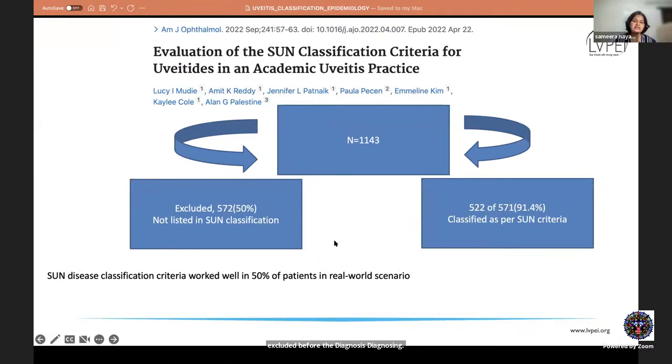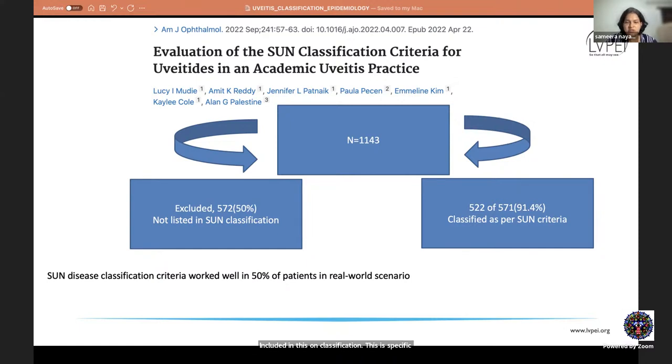So one study has actually evaluated the SUN classification criteria. In this, they included 1,143 patients, out of which 50% could not be included in the SUN classification criteria because the diagnosis did not match. Only 50% of the patients are included in the SUN classification disease-specific criteria.